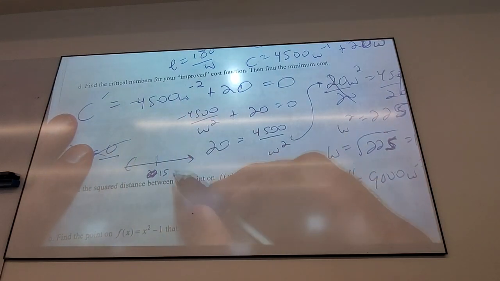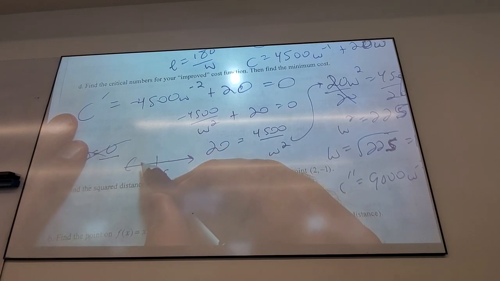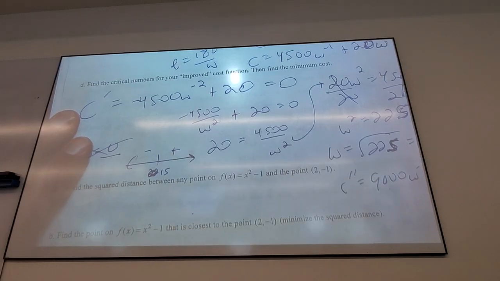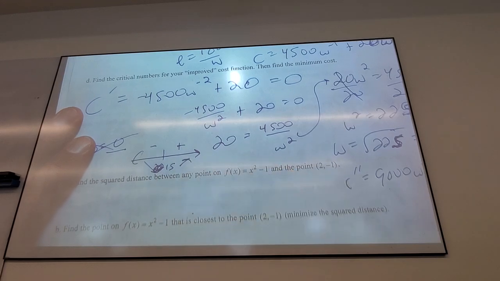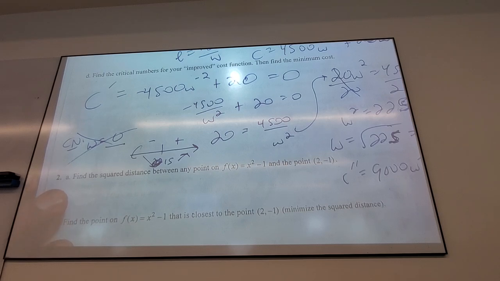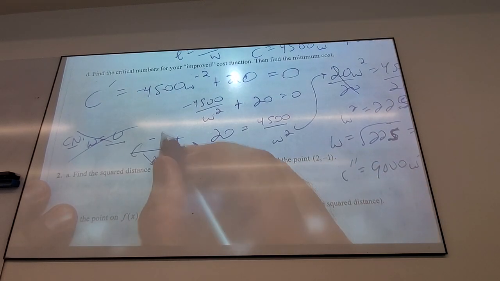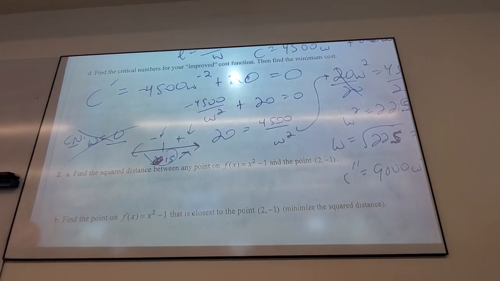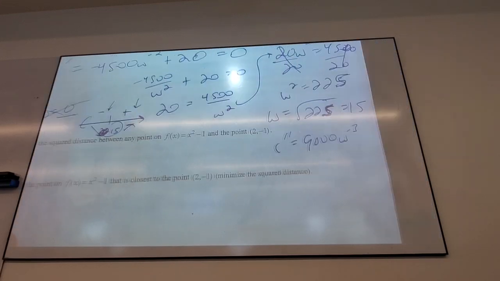So if you plug a 1 in, you'll get negative, and if you plug a billion in, you'll get positive. So it's going down, going up, that's a min. So even if you do the first derivative test, it'll still work. Put the critical number 15, plug a number in below 15, plug a number in above 15. Okay. That's what you think you did, show me after.